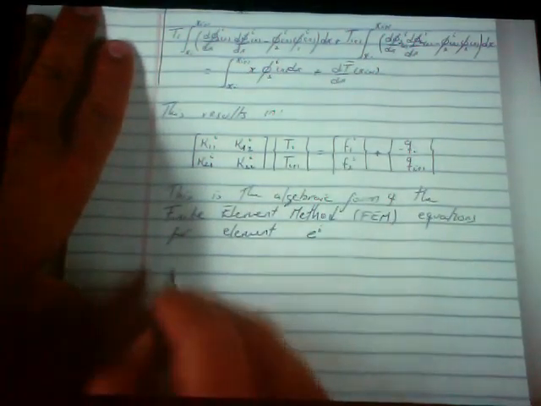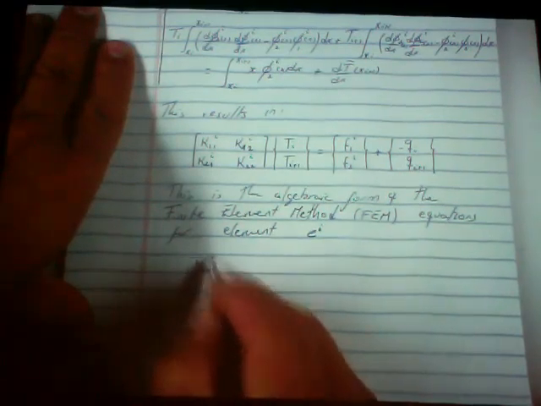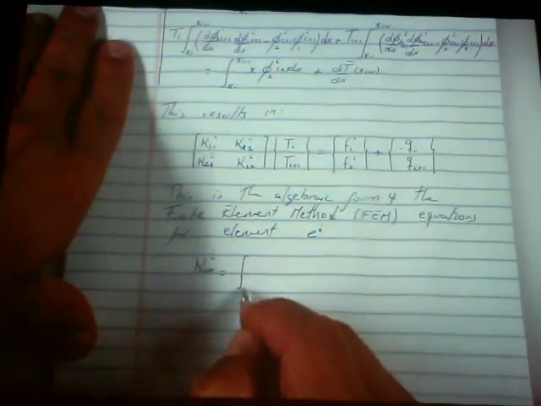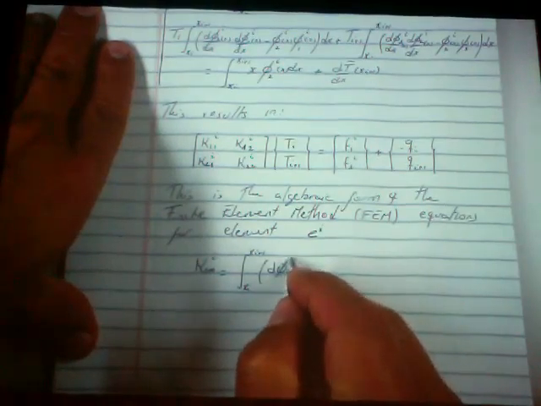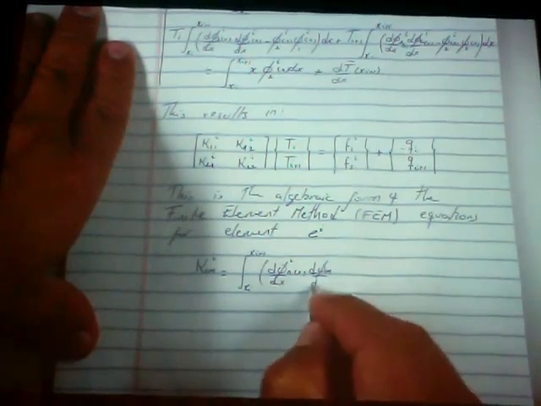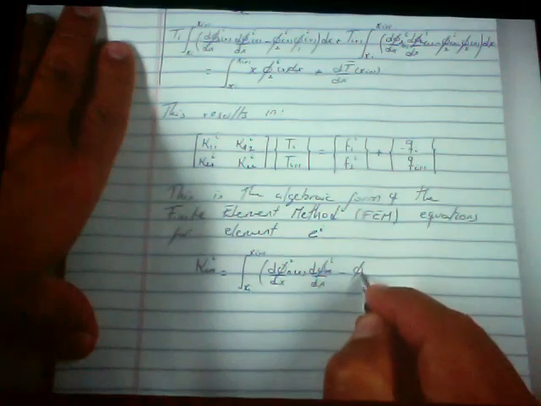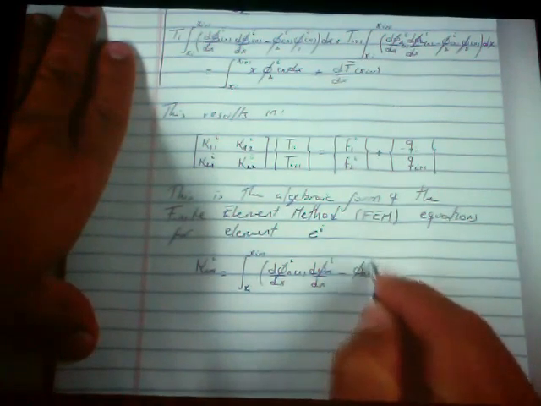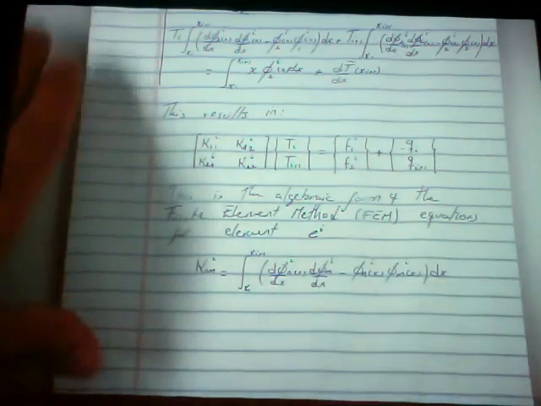So the elements K and M of element i are simply the integral from xi to xi plus 1 of d phi n dx d phi m dx minus phi n of x phi m of x dx. And this is called, again, the stiffness matrix.